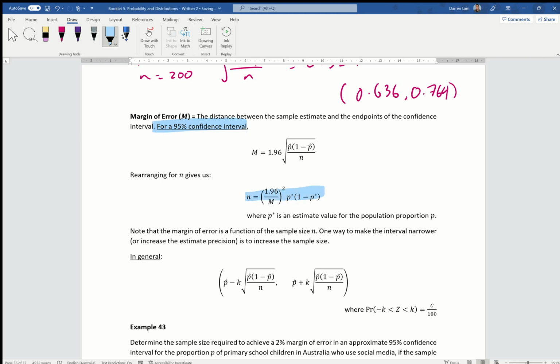In general, we use this formula here. Well, we don't, so let's say it's not a 95% interval, but I'll refer to that in a moment. But note that the margin of error is a function of sample size n, and as we mentioned earlier, one way to make that interval narrower, or increase the estimation precision, is to increase the sample size.